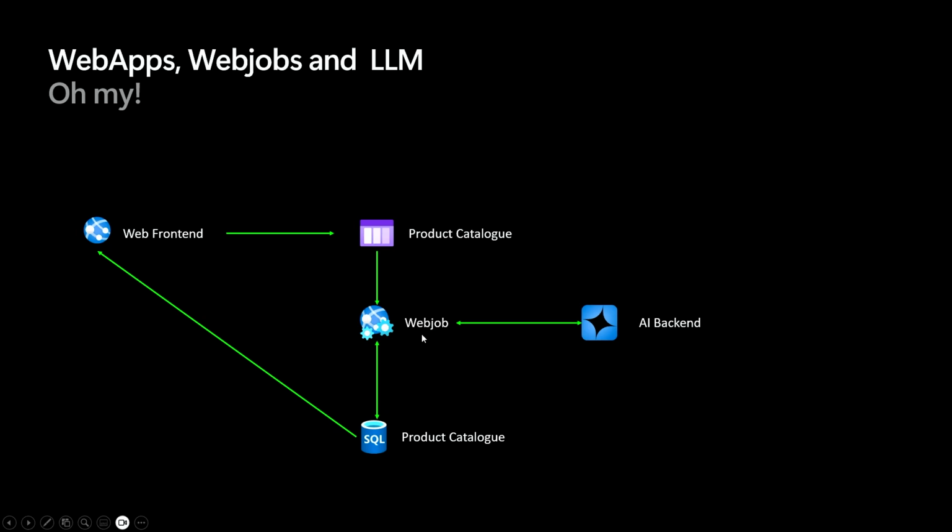And then we have a web job that is looking at that queue and is going to do something interesting whenever there's an item thrown into that queue. That something interesting in this case is talking to an AI backend to then go and generate an updated review summary for that product catalog. So it's something that can be done asynchronously.